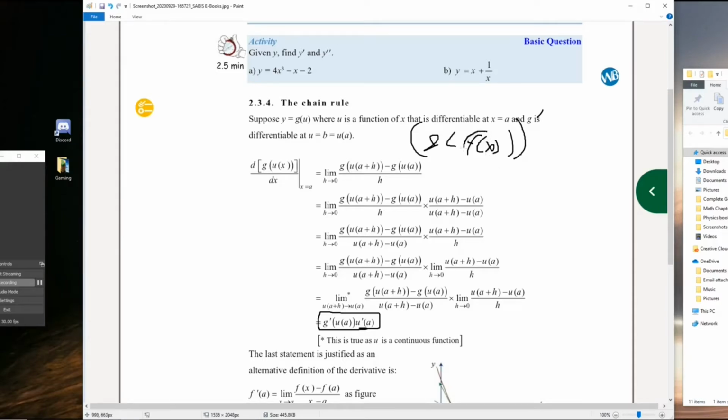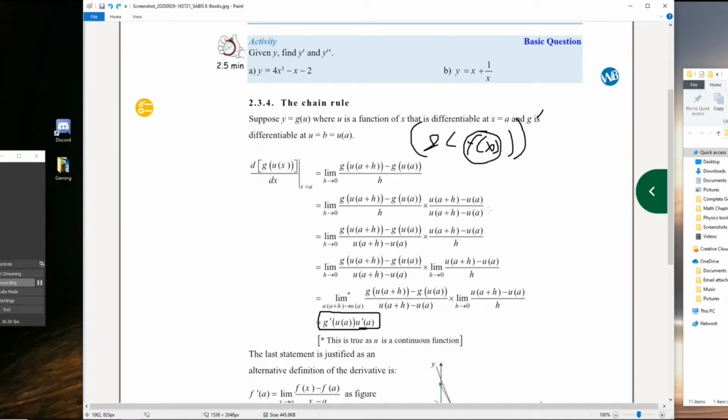Why do we want to put a function in a function? Because 3x is a function, x squared is a function, sine x is a function. So when you're doing, for example, f of sine of x, sine is a trigonometric function, and f of x is a function. So a function of a function, that's why you care about it when you derive, pretty much.